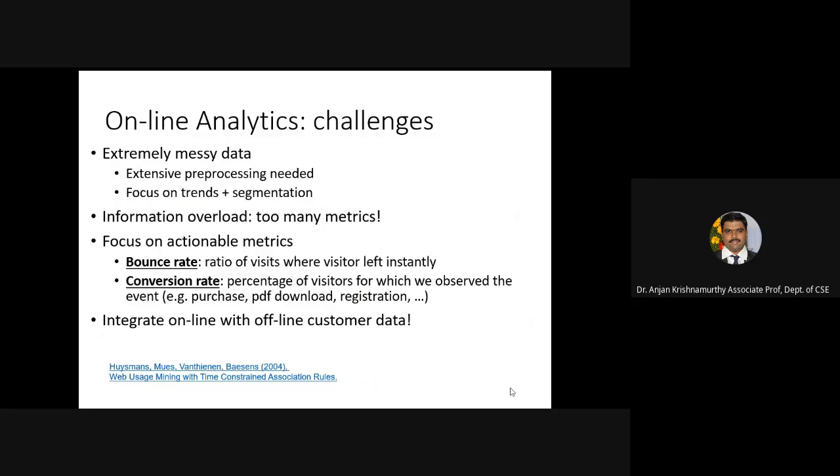Online analytics challenges are that the data is extremely messy. There is a lot of pre-processing that happens before the system starts, right? Because there is lots of noisy data that can come into this kind of processing model. Trends and segmentations are to be separated, right? Then you have a lot of metrics that overload each other, right? A few of the metrics which are very important are the bounce rate, the ratio of visitors who have visited and left instantly, and the conversion rate, the percentage of visitors who have visited, observed that particular event, done some process on that particular site, and come back, right? These are some of the things which are important. You can also integrate online and offline customer data in this place.